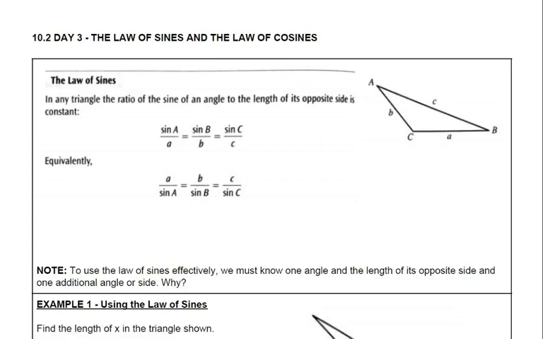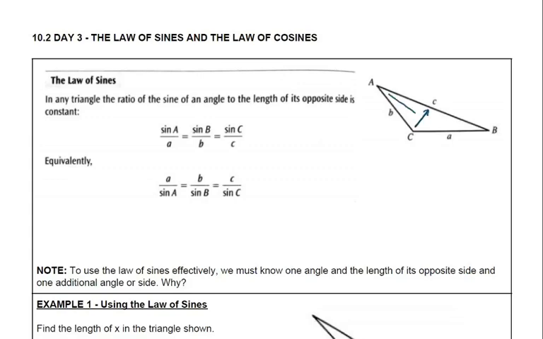So opposite over hypotenuse, adjacent over opposite. So we're relating side lengths and angles, but those have basically been restricted to right triangles for the most part. So the law of sines is a law that relates the sine of an angle and its opposite side to the sine of another angle in a triangle and its opposite side.